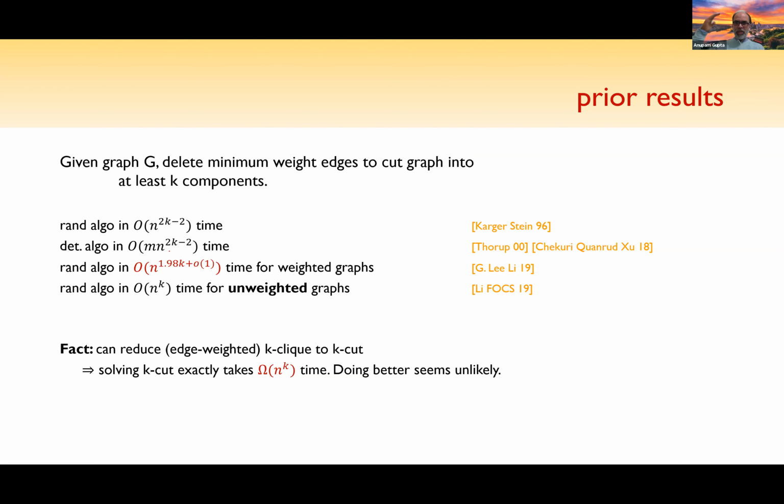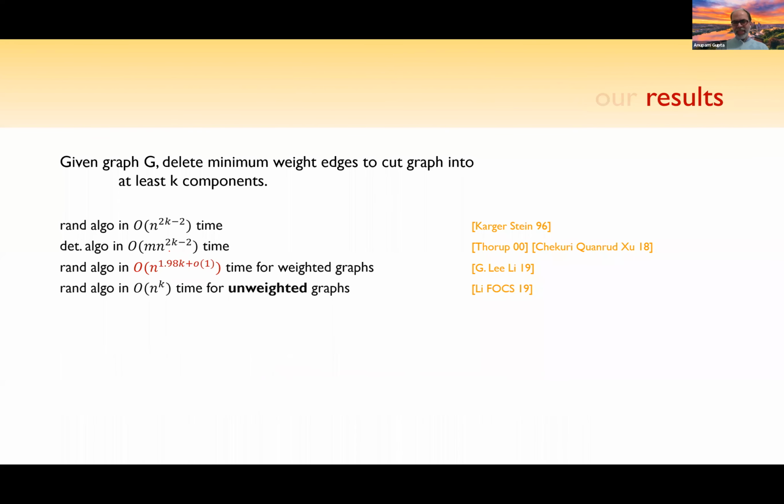So in your mind, you should think of n to the k as being the goal that we are aiming towards, both for the computational question, how fast can we compute a min k-cut, and the combinatorial question, how many min k-cuts are there? Okay. And there's something known for approximations, but let's not worry about approximations.